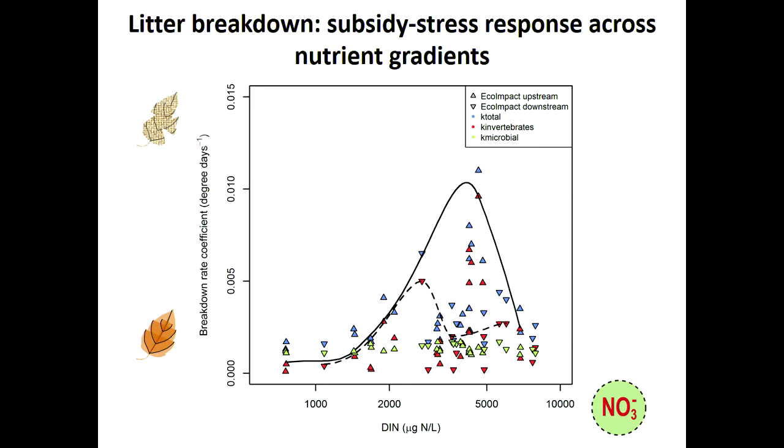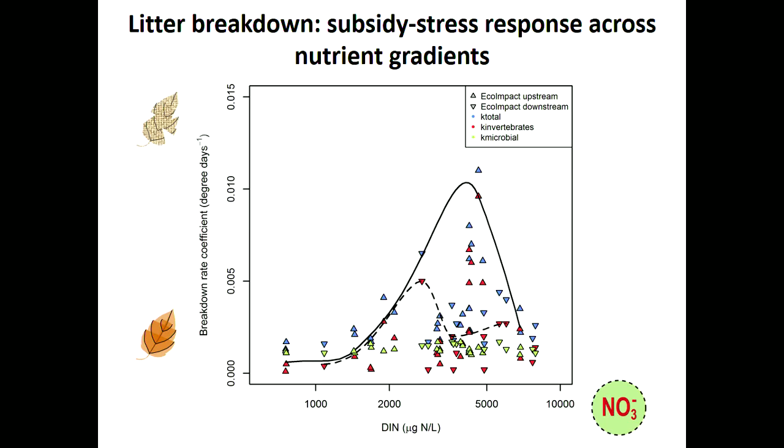Okay, so here are some results. This is our nutrient gradient, dissolved inorganic nitrogen, and this is our breakdown rates, corrected for temperature, so these are expressed in degree days. Here in blue we have the total breakdown rates, red is the invertebrate-mediated component, and in green we have microbial-mediated decomposition. You can see more or less this is not showing any response, and that is partly because there's a lot more explained by temperature than by any of the other potential explanatory factors.